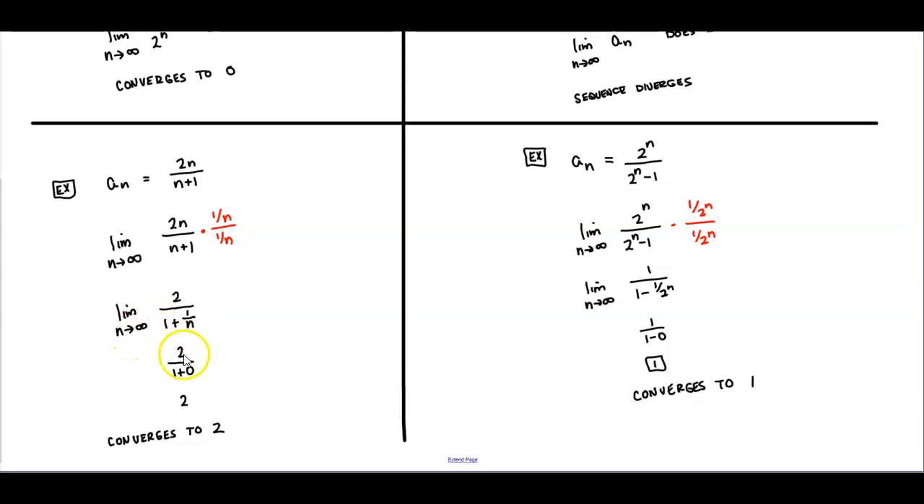Well, with 2 we're left with a constant, with 1 we're left with a constant, and then 1 over infinity is going to give us 0. So 2 over 1 plus 0 is 2, so then we know that this sequence converges to the value of 2.